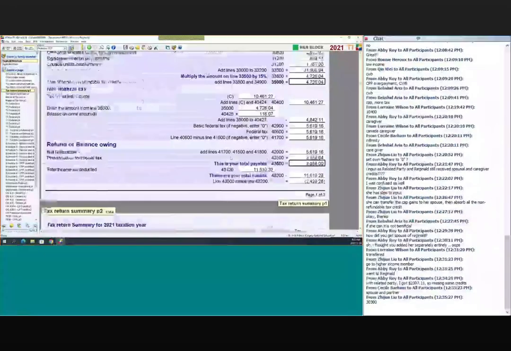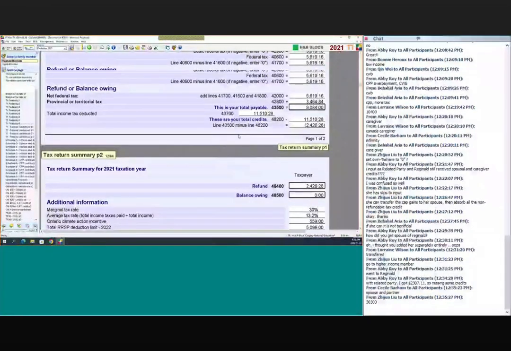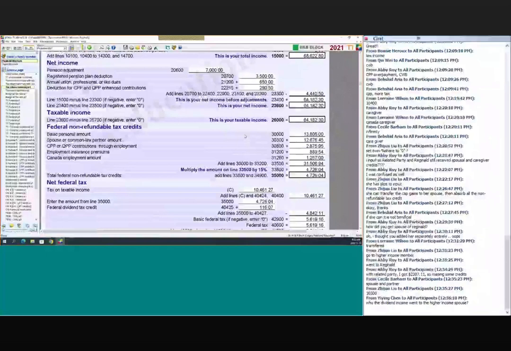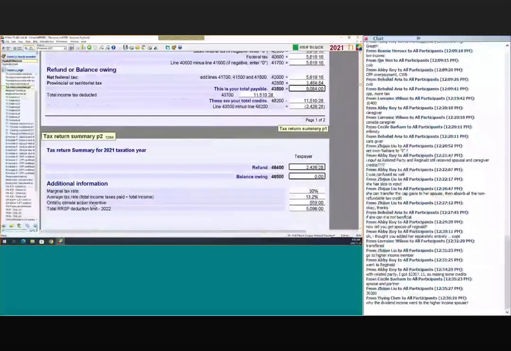So basically, Reginald is getting that refund. They're not entitled to any benefits. Their income is clearly too high for anything. So I'm not going to demonstrate property tax credit or rent because they're not entitled to anything. Their income is too high. But they will get the climate action.